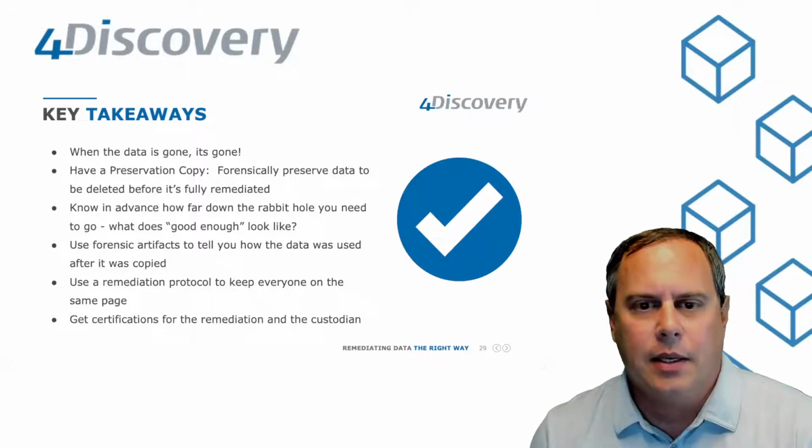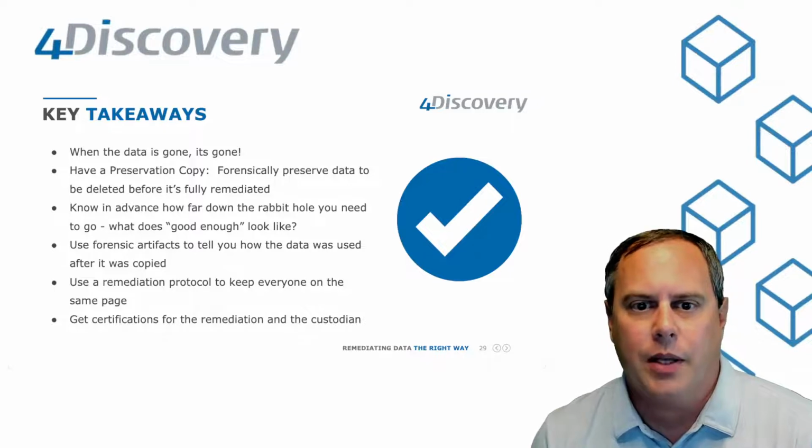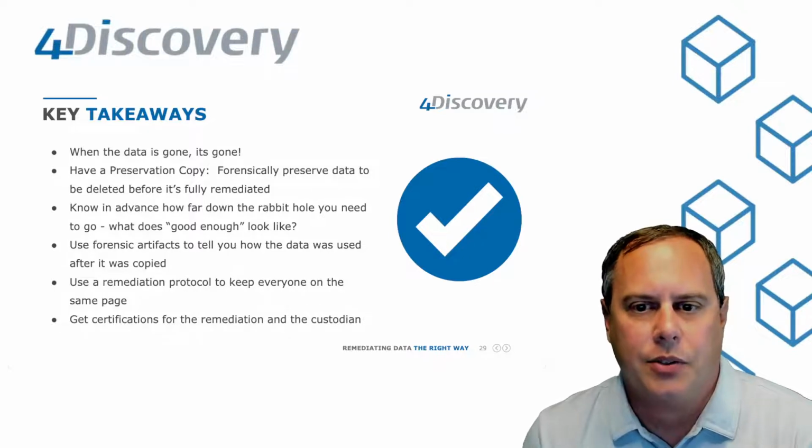You could spend hours and hours and thousands of dollars tracking down one Excel spreadsheet that's been sent around to a bunch of different people. What's the value of that spreadsheet? What are you really trying to do as far as remediating that and making sure no one has access to it?